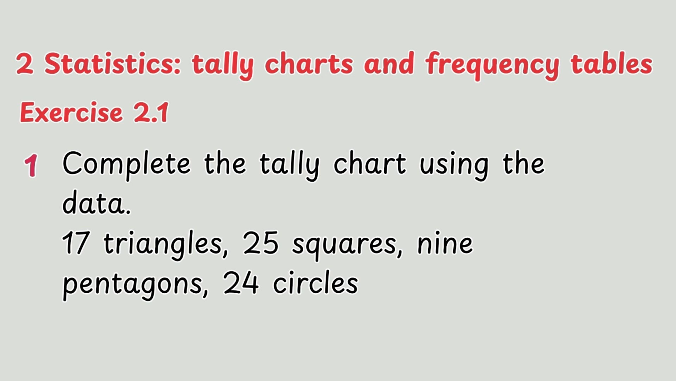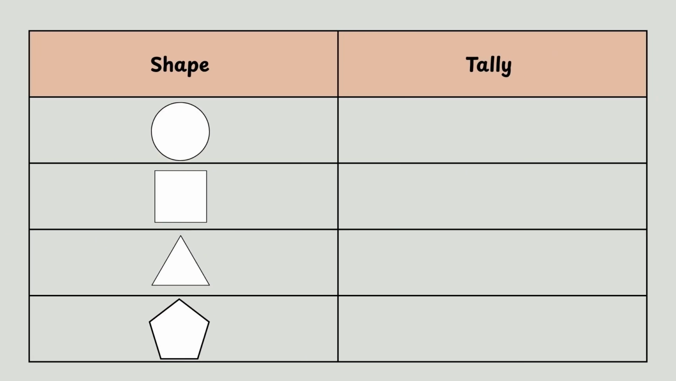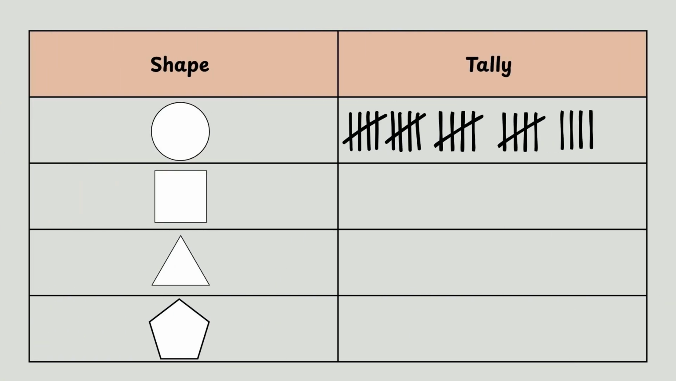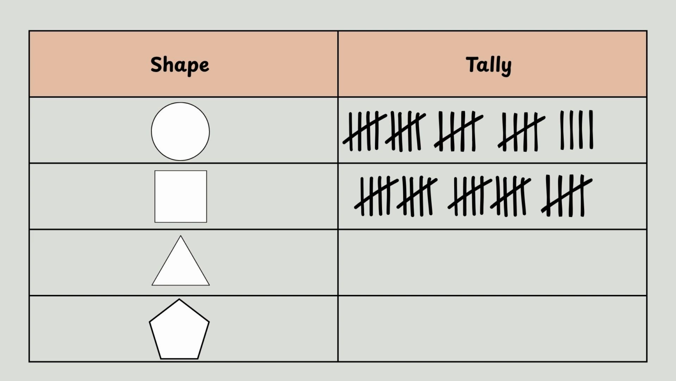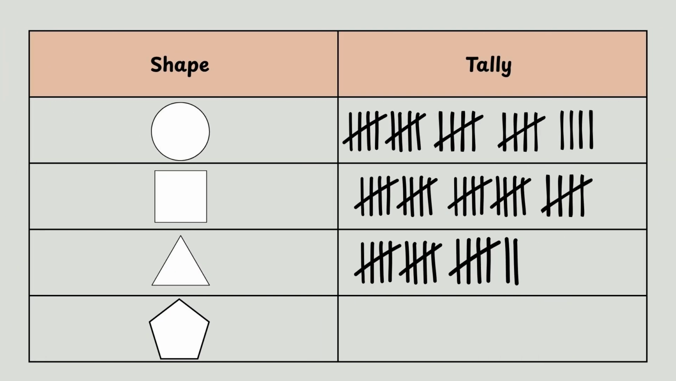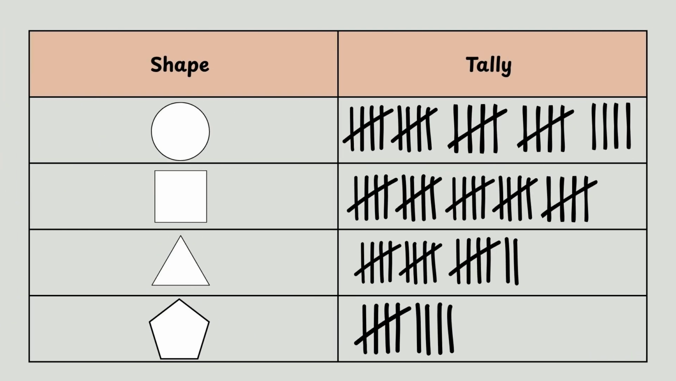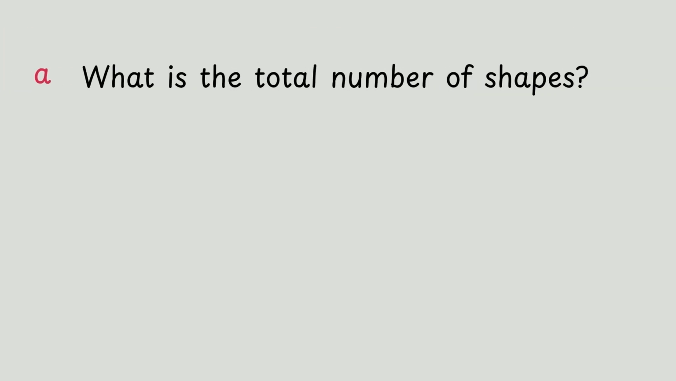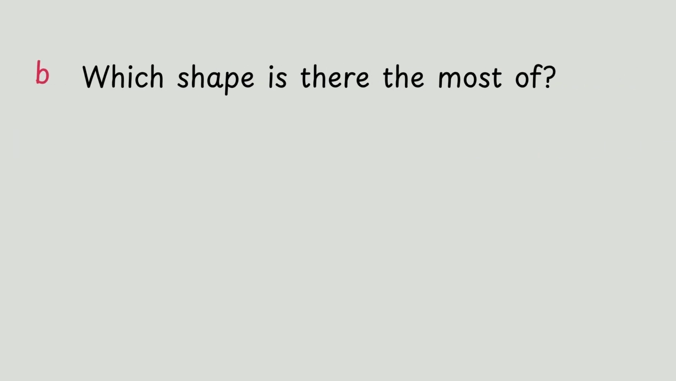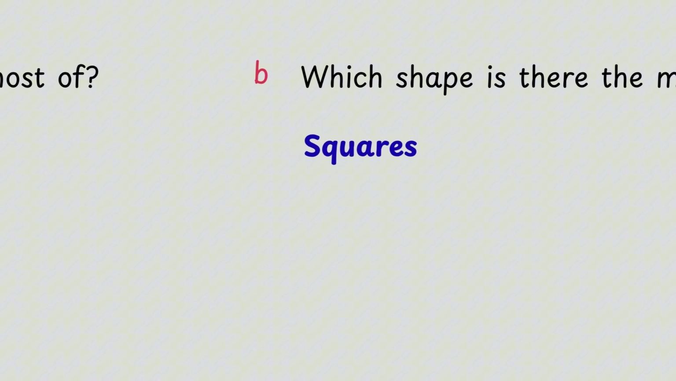17 triangles, 25 squares, 9 pentagons, 24 circles. So this is a table we need to complete. So there are 24 circles, 15 squares, 17 triangles, 9 pentagons. Question A. What is the total number of shapes? 75.